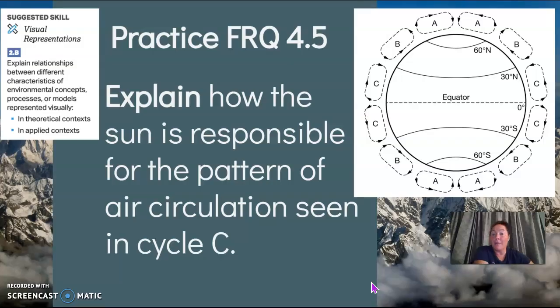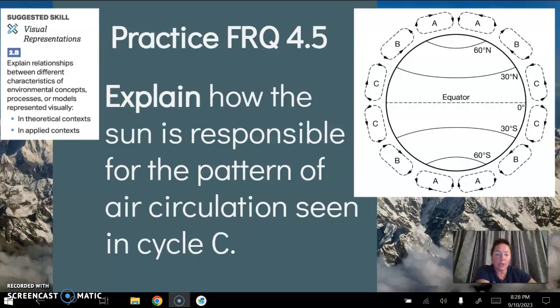So explain how the sun, so go all the way back to how the sun warms the Earth at the equator. Explain how the sun is responsible for the pattern of air circulation seen in cycle C. So you're taking a look right here. Feel free to rewind and rewatch all of those things. There's several videos on wind currents and Coriolis effect that I'm going to link at the end of this video as well for you to take a look at.